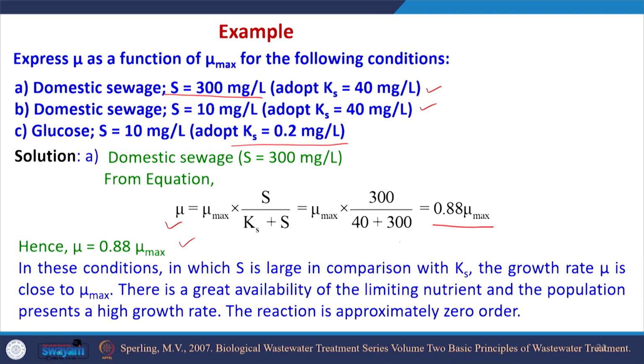So, that means the growth rate is around the maximum value. In this condition, in which S is large in comparison with Ks, we can see S is much larger than Ks, and the growth rate is close to nu max. This means that there is a greater availability of the nutrient and the population present is in a high growth rate phase. The reaction is approximately of zero order. Now, this condition will not be very frequent in the treatment of domestic sewage and occurs only in some cases.